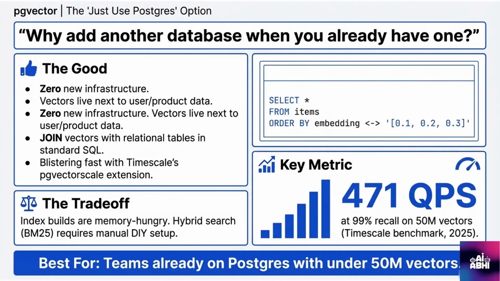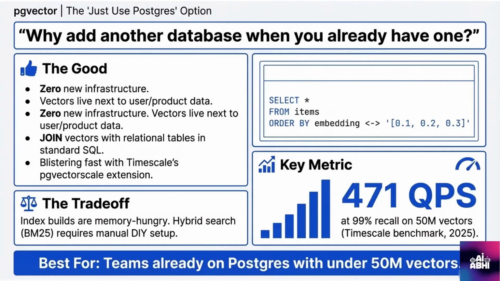The big selling point is that you're already running Postgres, and most teams are, with zero new infrastructure. If you want, then you can use this. Your embeddings live next to your user data, your product data, your orders. So you can just join the vectors with the relational tables in a single SQL query. Try doing that with Pinecone. That's not possible.